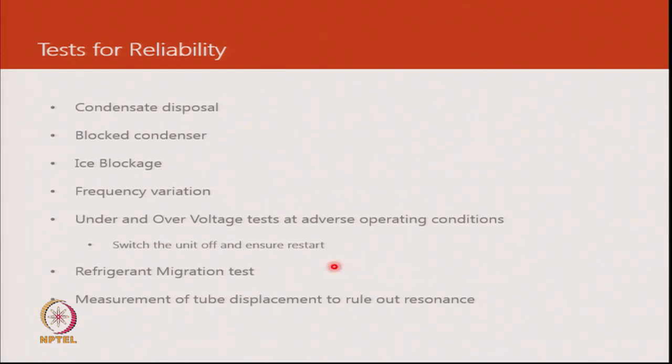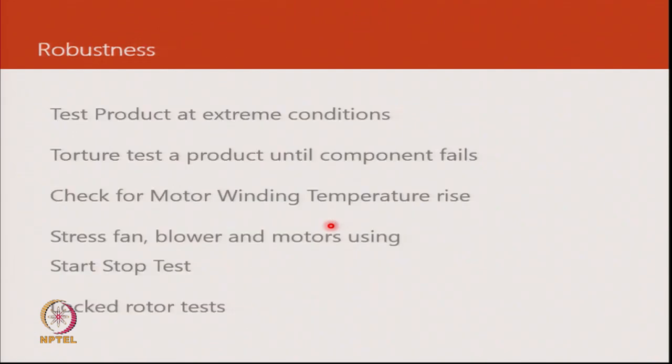Under an overvoltage test at adverse operating condition is something we discussed already. Refrigerant migration test, again discussed already. And the measurement of tube displacement is connected to the frequency variation test, again to rule out any resonance. Torture testing, we discussed torture testing for the whole product, cycling it at 50 degrees centigrade.